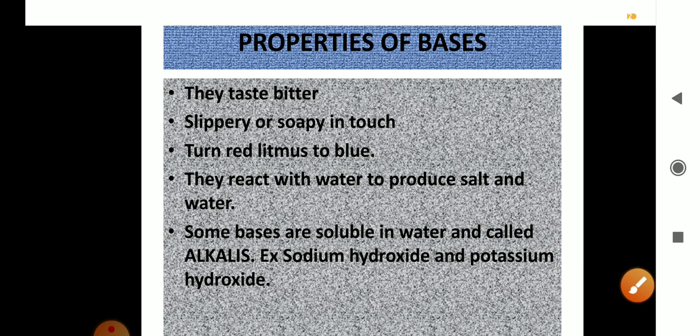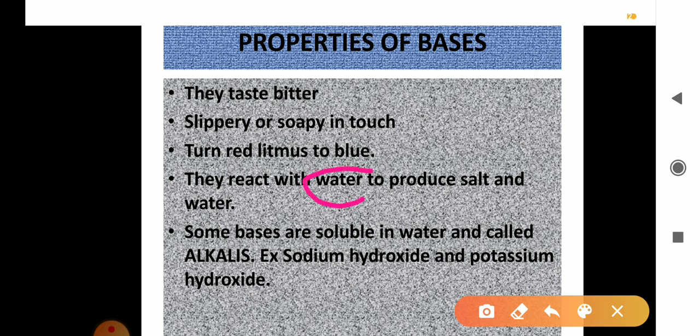The next is they react with the acid, sorry, here it should be acid. They react with the acid to produce salt and water.